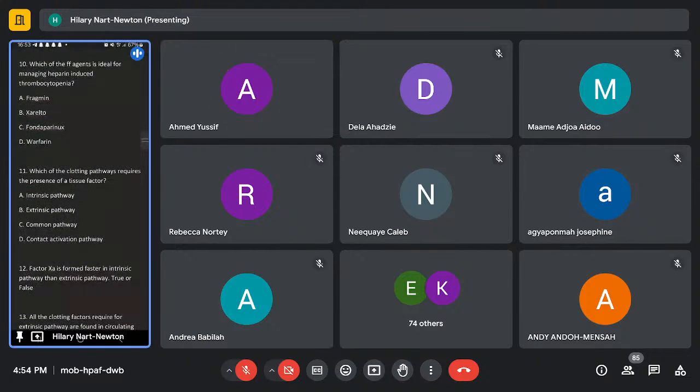Okay. Number 11. Which of the clotting pathways requires the presence of a tissue factor? A. Intrinsic pathway, B. Extrinsic pathway, C. Common pathway, D. Contact activation pathway.